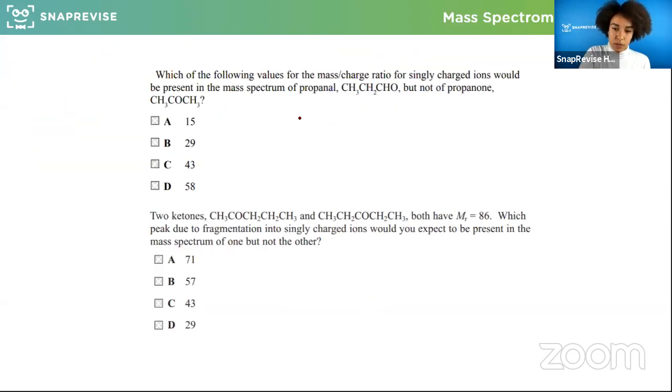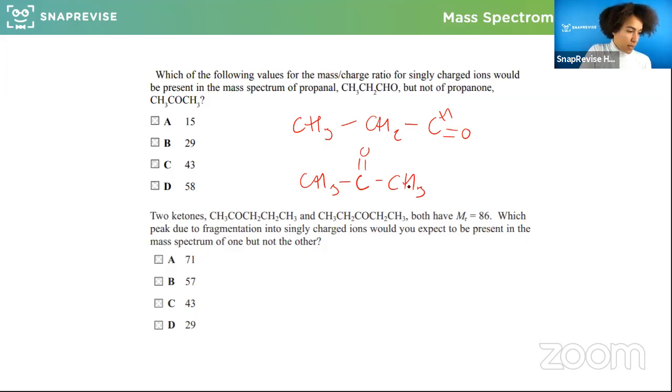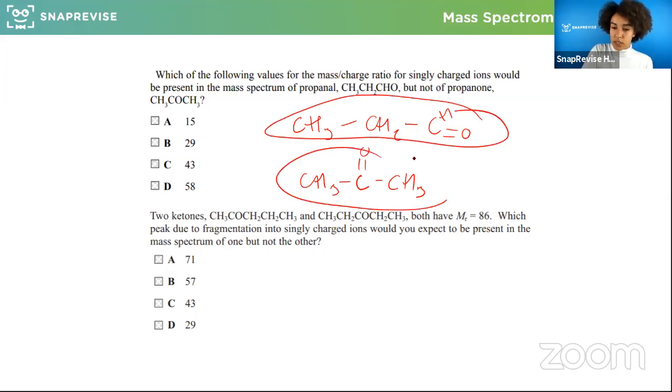So I'm going to draw you propanal. So we've got a CH3, a CH2, a CH, and an O. And we've got propanone, which is a CH3, a CO, and then another CH3. So in this case, we're looking for which fragment is going to be in this one, but not this one. And so the thing that you cannot get, what can't you get in this one compared to this one?